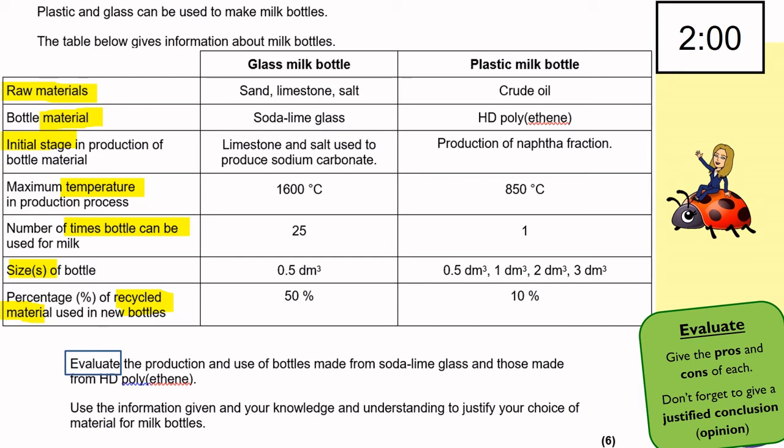So once you've gone through all that information, they want you to evaluate the production and the use of bottles made from soda lime glass and those made from HD polyethylene. They want you to use the information given and your own knowledge and understanding to justify your choice of material for those milk bottles.